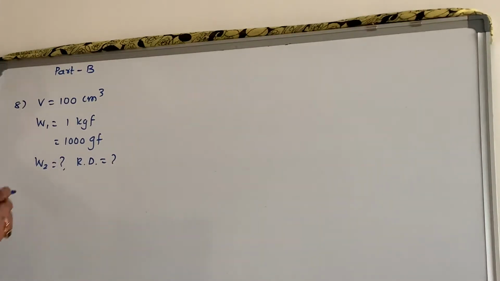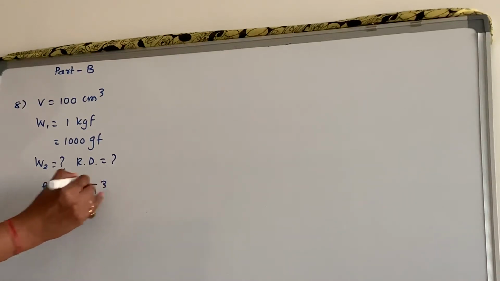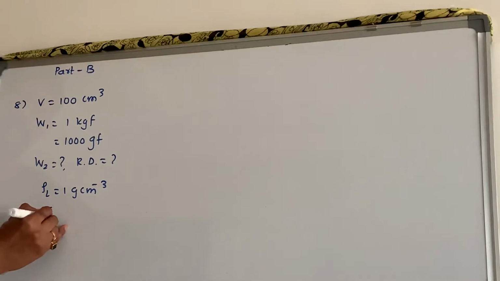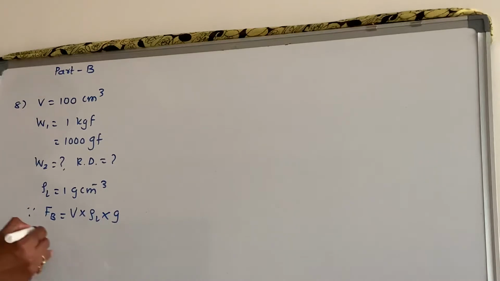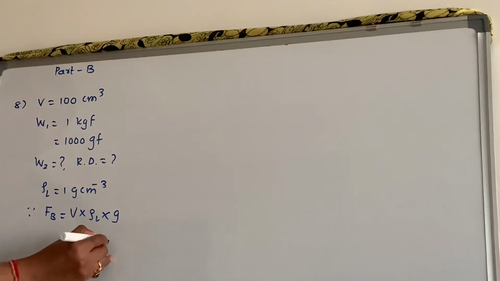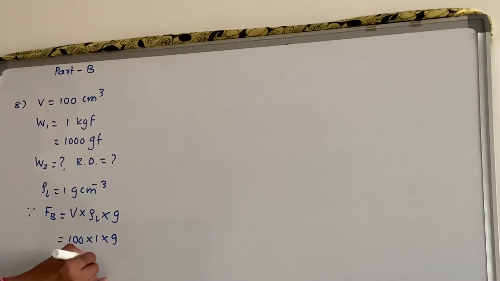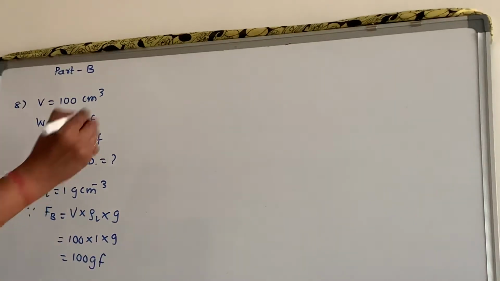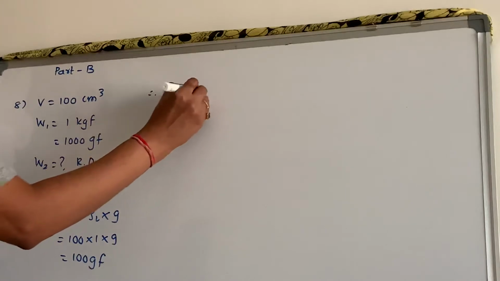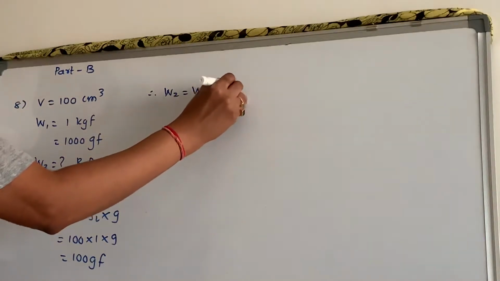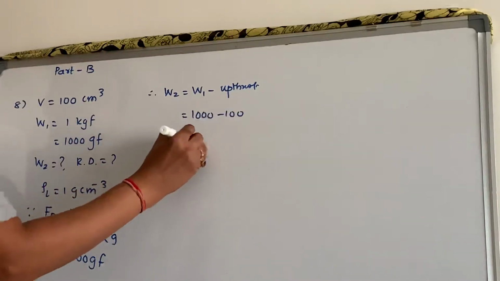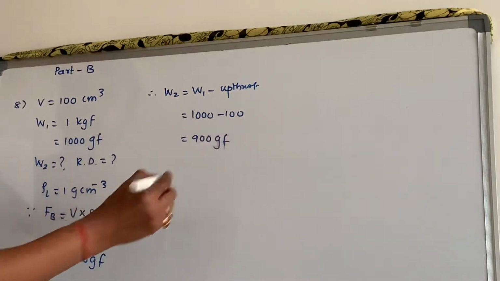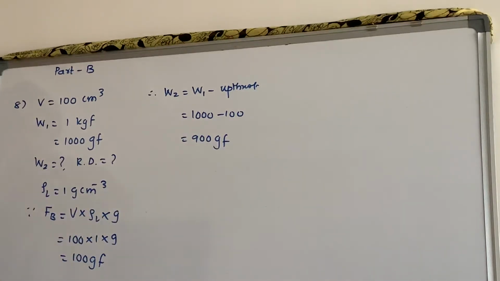So first of all, this is water. The density of liquid is 1 gram per centimeter cube. Since we know that the upthrust FB is equal to volume of the body, density of liquid into G. Volume is given as 100, density of liquid is 1 into G. This is 100 G, right? That is upthrust. Therefore, I can write here W2 is equal to W1 minus upthrust. This is equal to 1000 minus 100. That is equal to 900 G. That is weight of body in water.